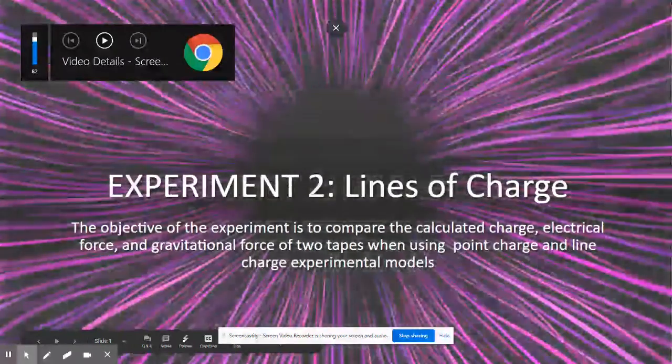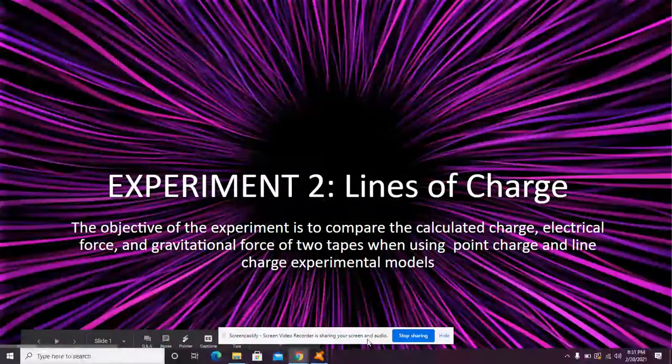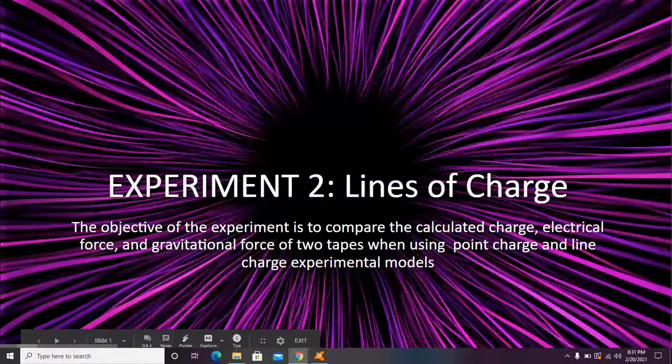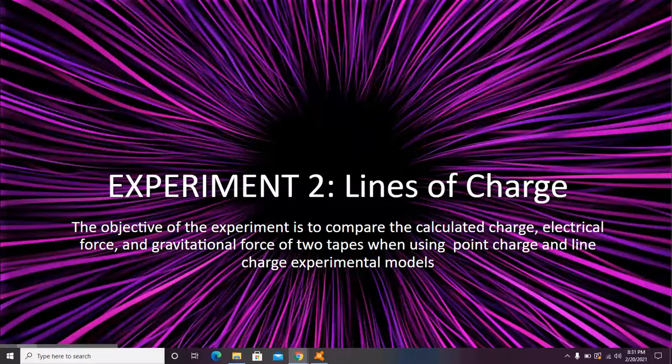The objective of the experiment is to determine the line charge on two charged pieces of tape and calculate the electric and gravitational forces on the top tape. This is accomplished by experimentally determining the charge of the pieces of tape in a point charge model and then comparing that experimentally calculated value to a computational line charge model.